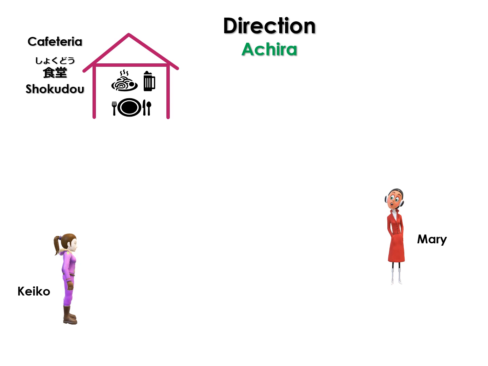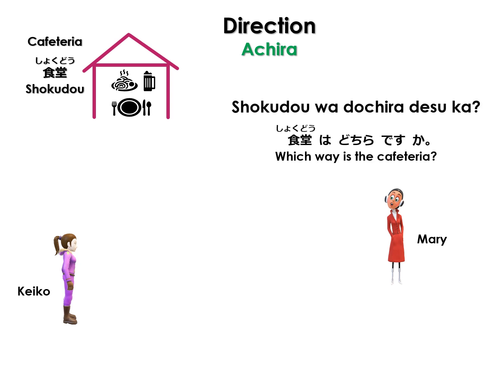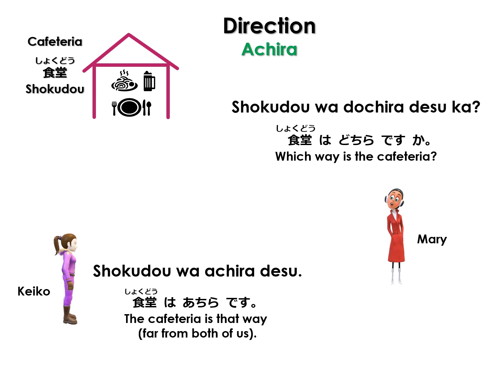In this scenario, we have Mary asking Keiko where the cafeteria or shokudo is. The shokudo is far from both of them. So Mary asks Keiko, Shokudo wa dochira desu ka? Which way is the cafeteria? And Keiko answers, Shokudo wa achira desu, meaning the cafeteria is in that direction, far from both of us.